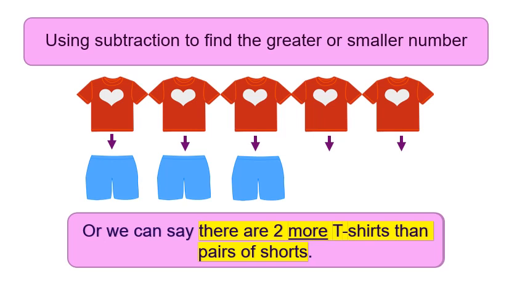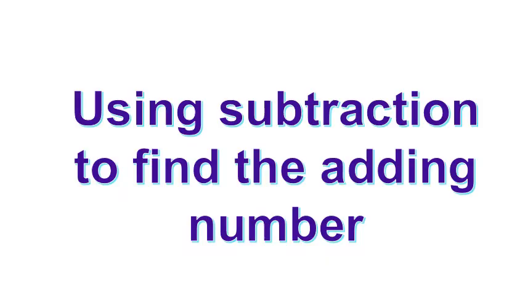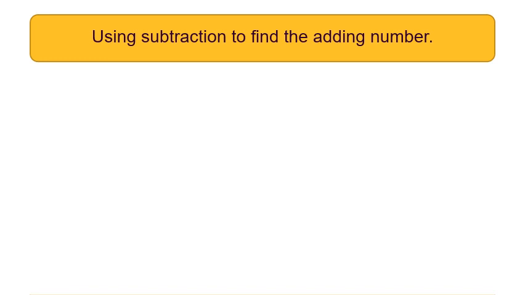So the number sentence for this problem is 5 minus 3 equals blank. Now, in finding the answer of this subtraction number sentence, it is 5 minus 3 equals how many? 2. Very good. Let's learn how to use subtraction to find the adding number.